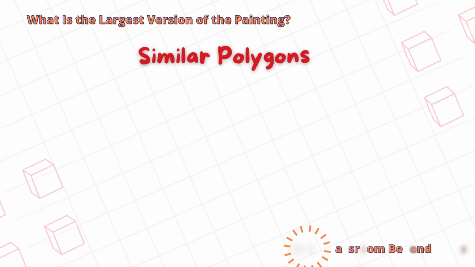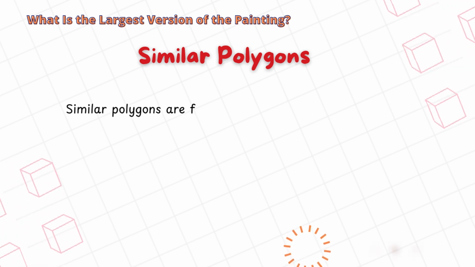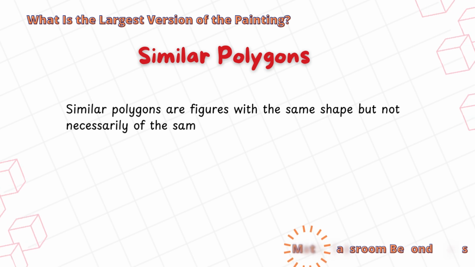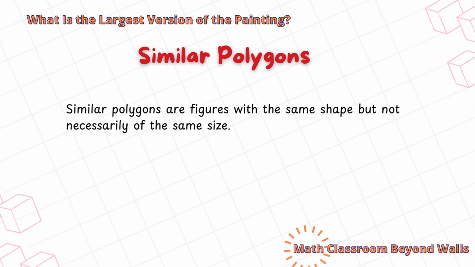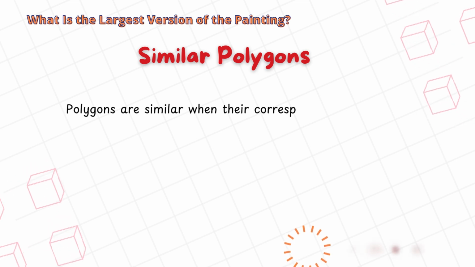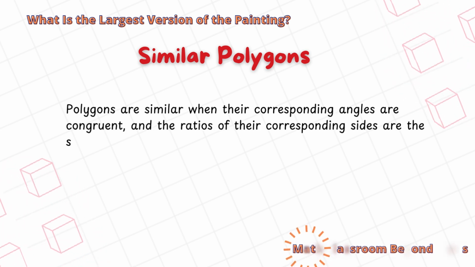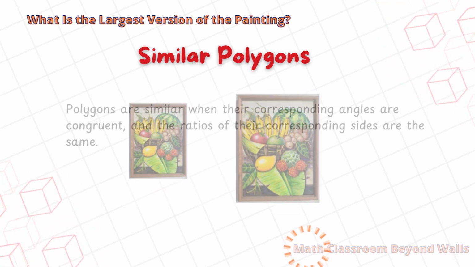Let us recall what similar polygons are. Similar polygons are figures with the same shape but not necessarily of the same size. How do we know that two polygons are similar? Polygons are similar when their corresponding angles are congruent and the ratios of their corresponding sides are the same. The paintings here are similar.